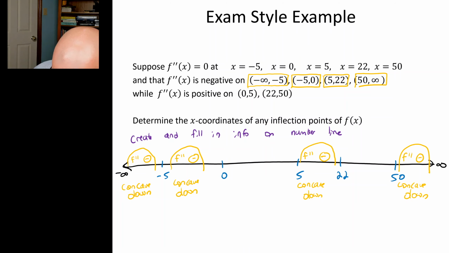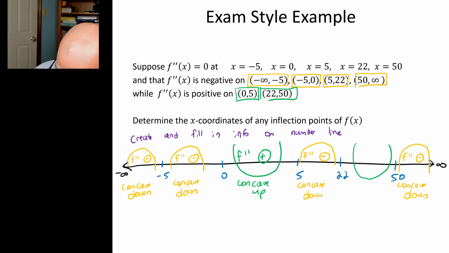Then I'm going to label in the concave up information. Second derivative is positive from 0 to 5, so f double prime of x positive, concave up, and from 22 to 50, concave up.